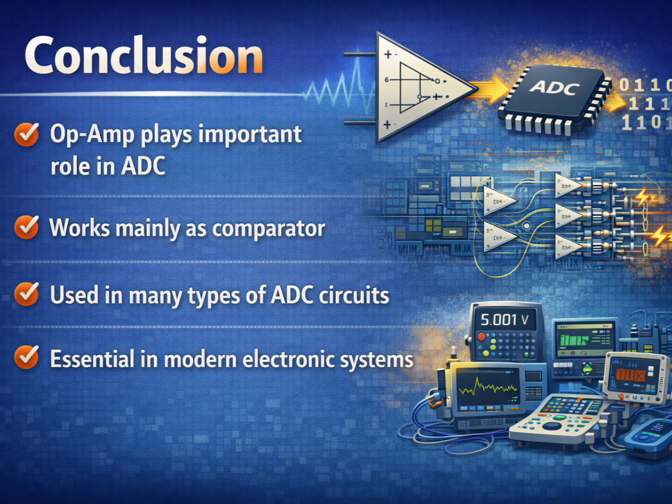Conclusion. Let's summarize. Op-amp plays a very important role in ADC circuits. It mainly works as a comparator. It helps in comparing input signal with reference voltage. Based on comparison, digital output is generated. ADC is essential in modern electronic systems. Without ADC, communication between analog world and digital world is not possible.